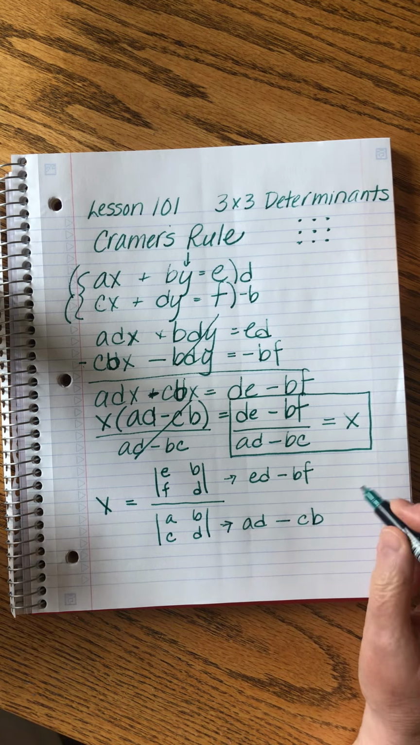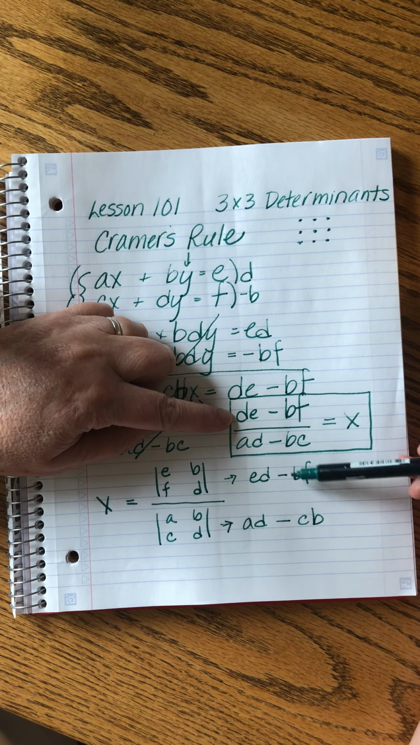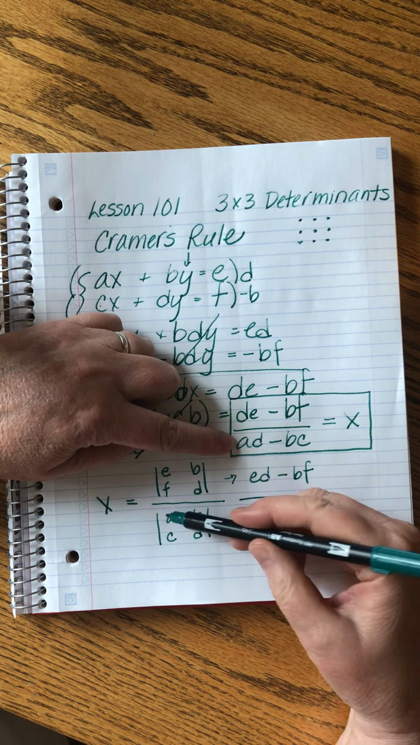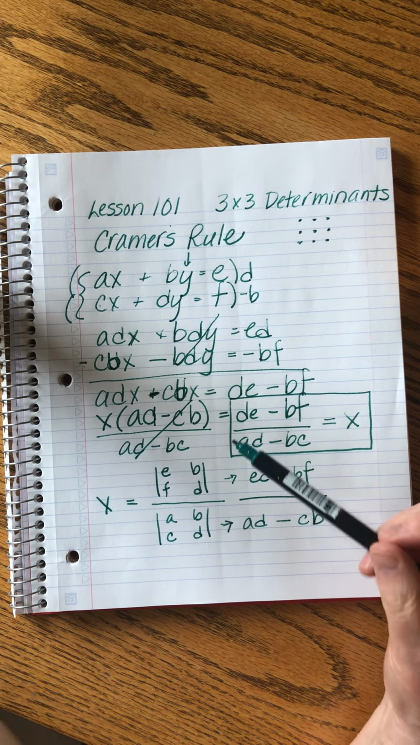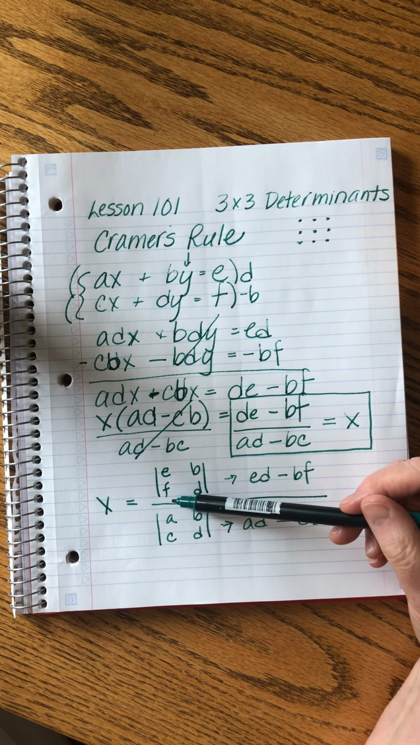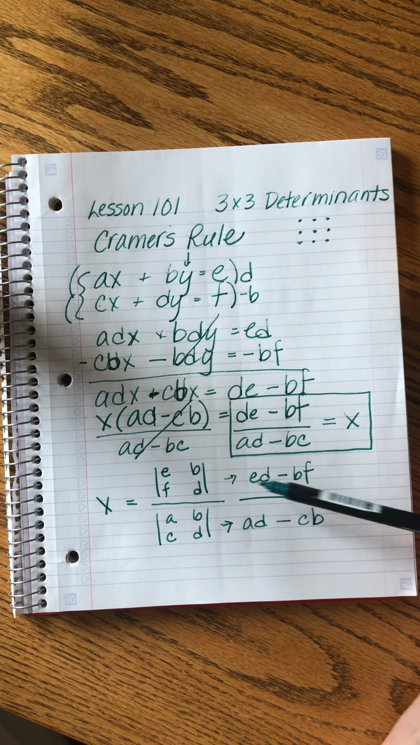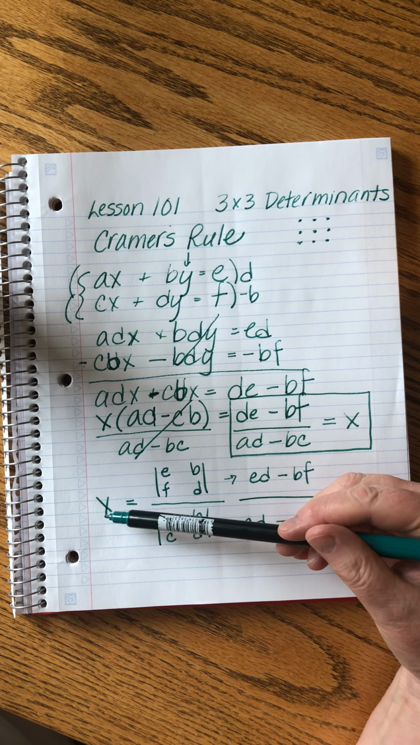Again, the order doesn't matter, but look at how we get the same thing. DE minus BF. That turned out the same. This is over AD, that's this, minus BC or CB. So what this proves is that instead of using all of these cumbersome letters, we can rewrite the value for X as two matrices, and we can use those determinants, the answers to the matrices, to come up with our specific answer for our value of X.